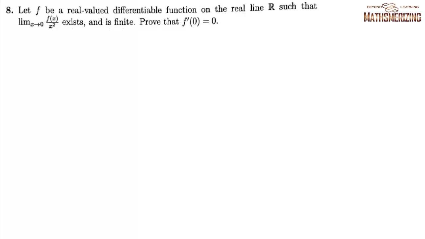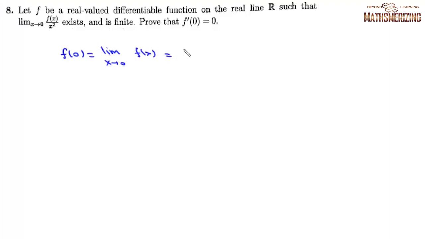Now question number 8 is, let f be a real valued differentiable function on the real line such that the limit as x tends to 0 of f(x) upon x square exists and is finite. Prove that f dash 0 is 0. Now it is given that f is a differentiable function. So that means it is continuous also. Now if the function is continuous, we can write f(0) as limit x tends to 0 of f(x).